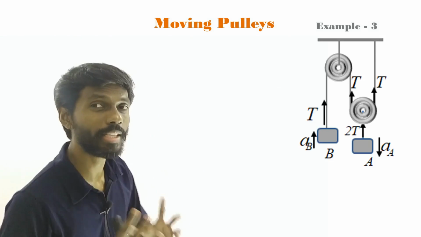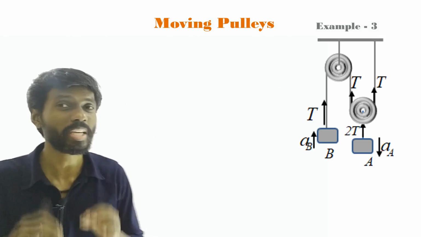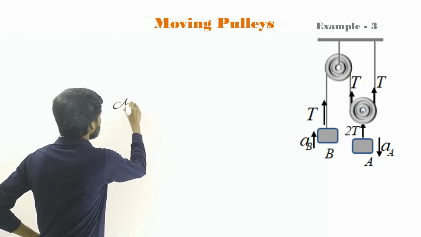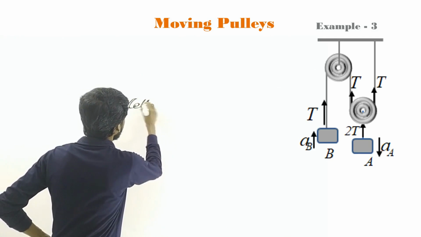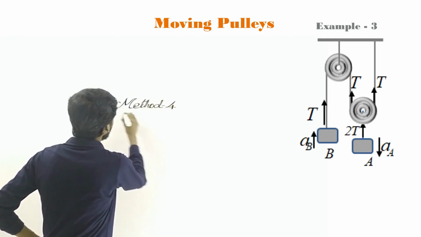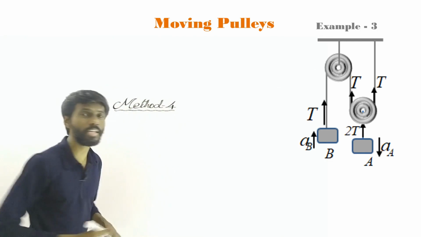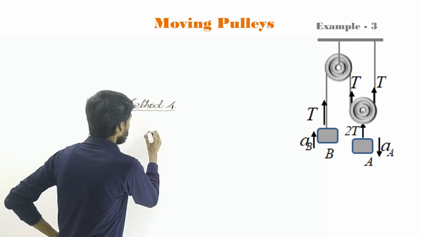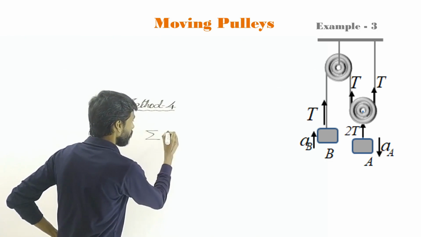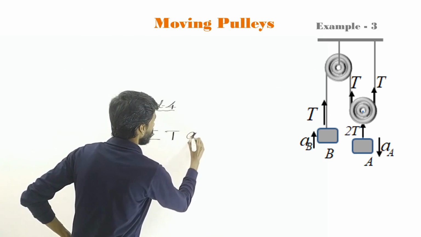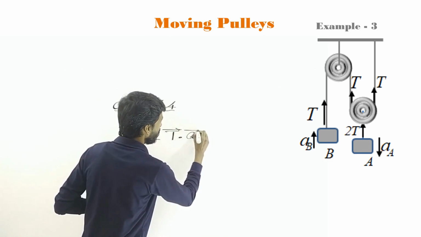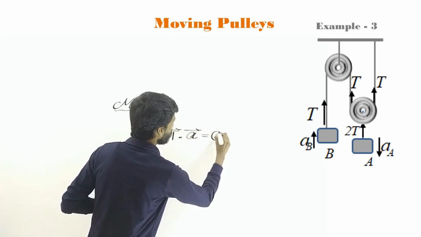In the next method, we make use of the tension in the string. This method is very important because in most of the cases, we can use this method. So this is our method number 4. Here you have to remember one formula in terms of the tension on the string: sigma, the summation of T multiplied by A, or more generally, T vector dot product with the A vector. This total equals 0.